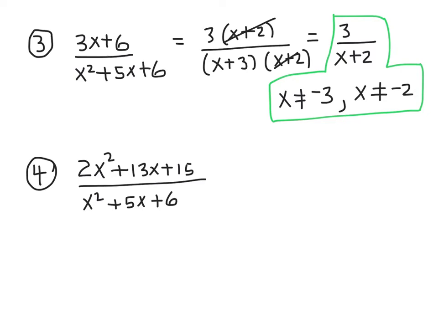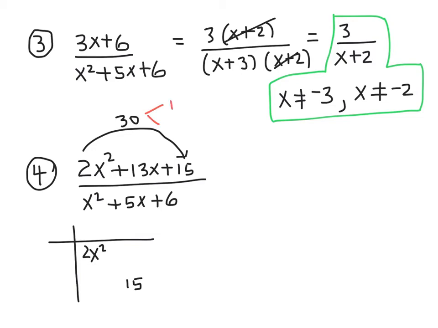So when I simplify this, I could use factoring using the box method. So this is 2x squared, and this is 15. I just write them there. So I need to multiply 2 by 15, which is 30. Then I find two numbers that I can multiply to give me 30, and they add up to 13. So that's 10 and 3. So this becomes 3x, and this is 10x.